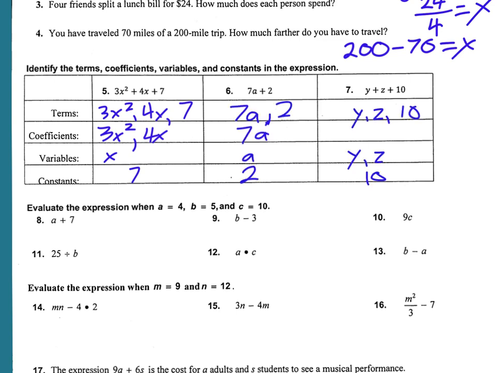All right, so number 6 and number 7, you have your terms of 7a and 2, coefficient of a, 7a. Variable is a, and your constant is 2 on your terms, y, z, and 10.